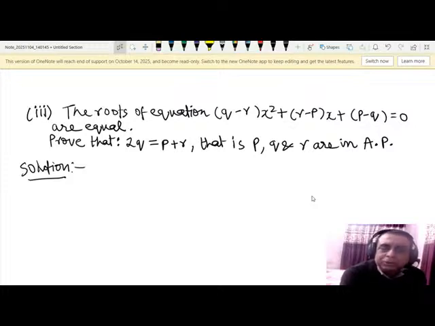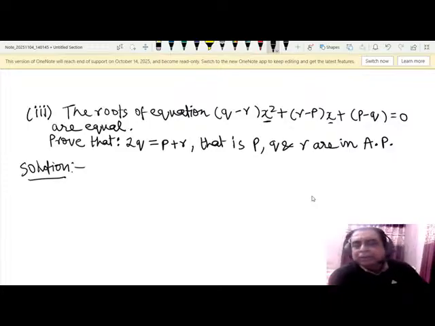The roots of the equation, there is one equation given: q minus r times x squared plus r minus p times x plus p minus q is equal to 0. This is a quadratic equation. The highest power of x is 2. So the x squared coefficient is q minus r, the x coefficient is r minus p, and the term free from x is p minus q. That is the quadratic equation.